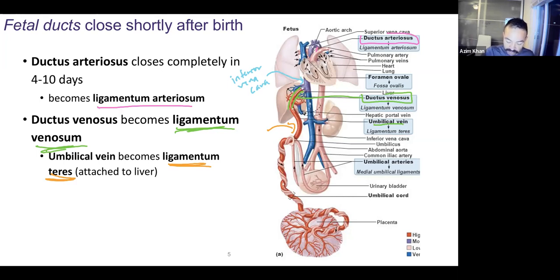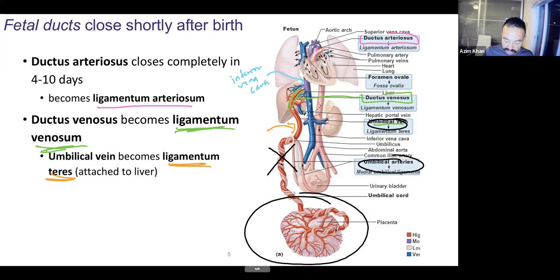And again, when you're born, you cut the umbilical cord, so you're cutting the umbilical arteries as well as the umbilical vein on the outside of the body, and that shrivels up, and you remove all of the placenta when you're born.